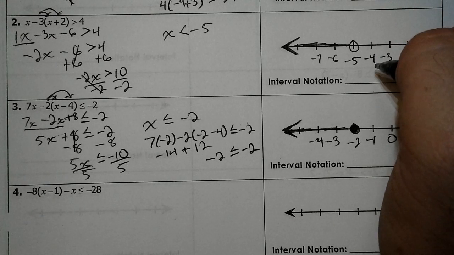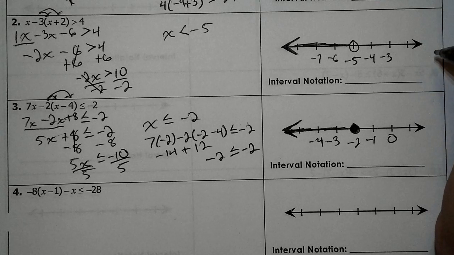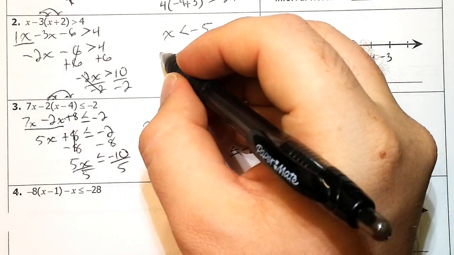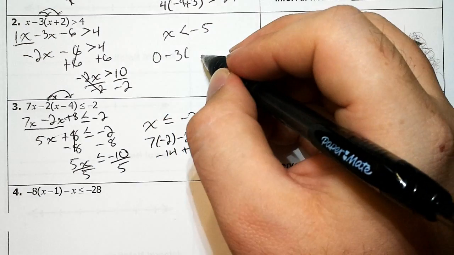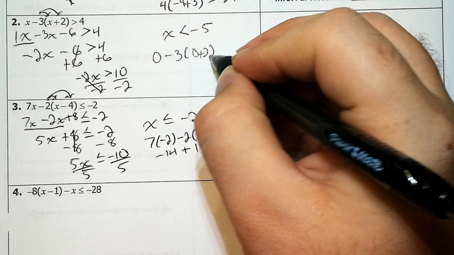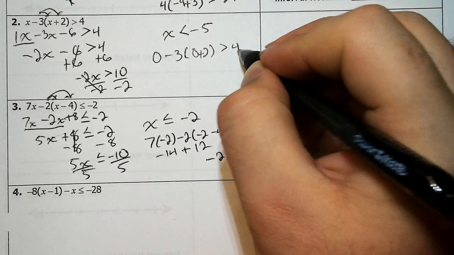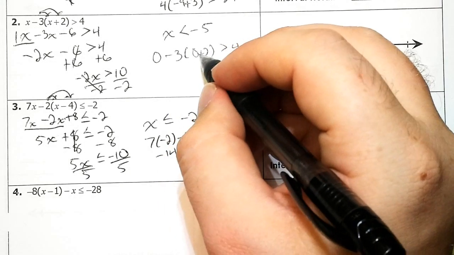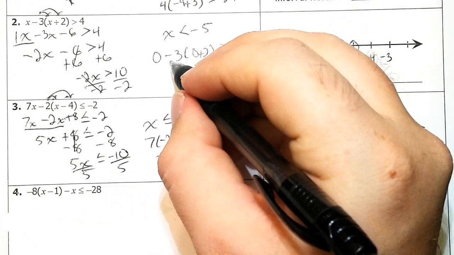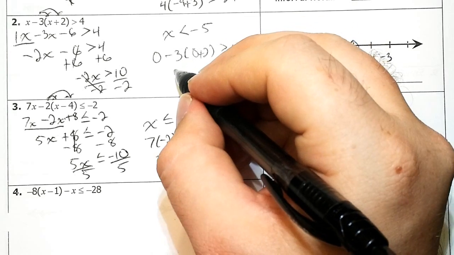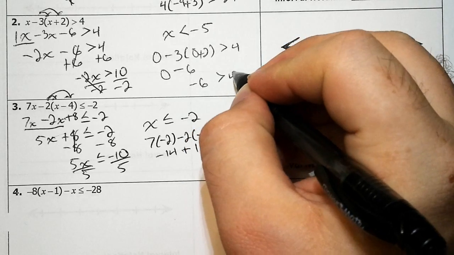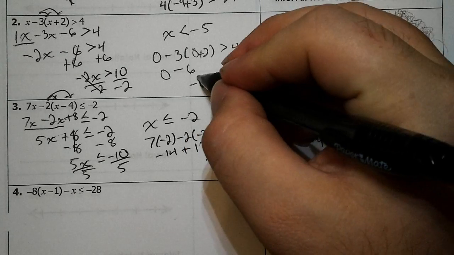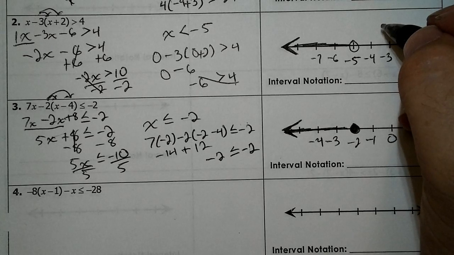So we'll pick, actually, we'll go all the way to 0. I like to plug in 0. Usually it makes the math a little easier. So if I plugged in 0, I've got 0 minus 3 times, parentheses, 0 plus 2, and it should be greater than 4. So 3 times 0 plus 2, and it has a negative 3. So this is going to be negative 6, and 0 minus 6 is negative 6. Is negative 6 greater than 4? No, that's not. So these numbers over here, they don't work.